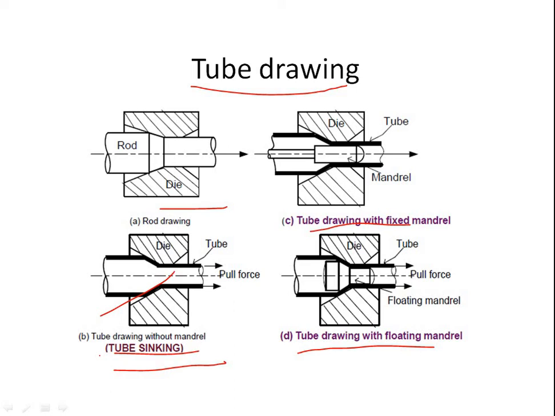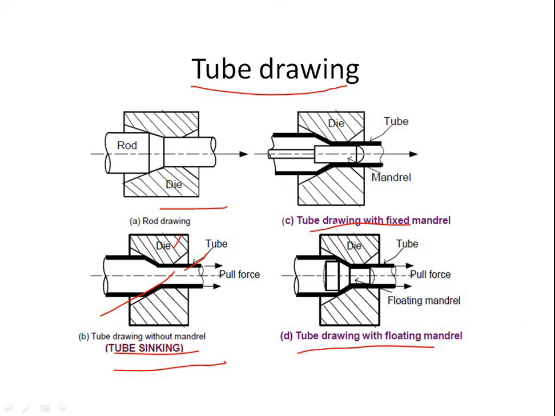Frictional work is only with the die and the tube. Here you can see this is the tube and this is the die. Hence it requires less power. Higher reductions are possible, and it requires minimum lubrication.